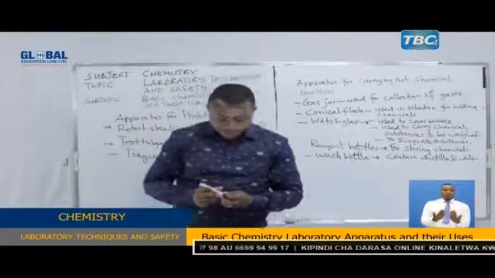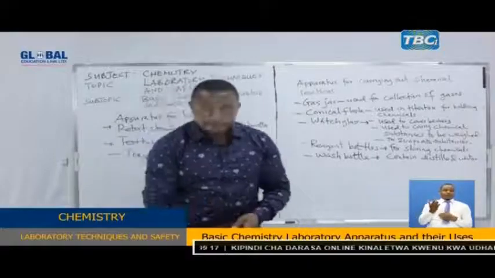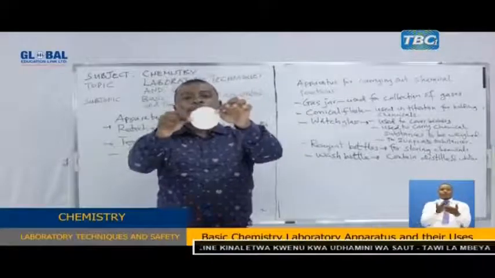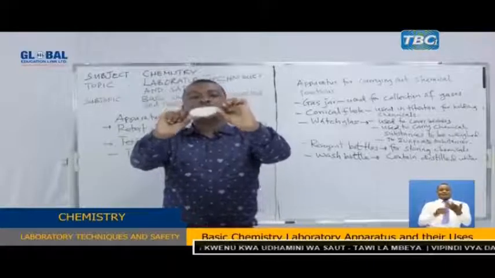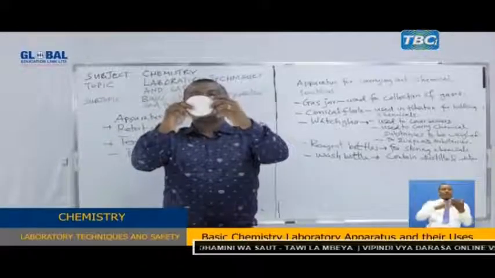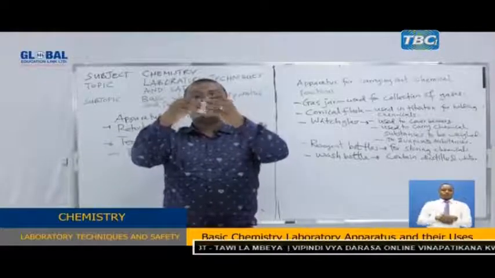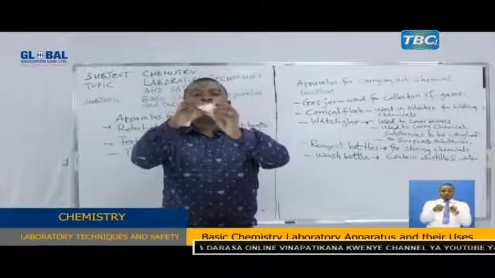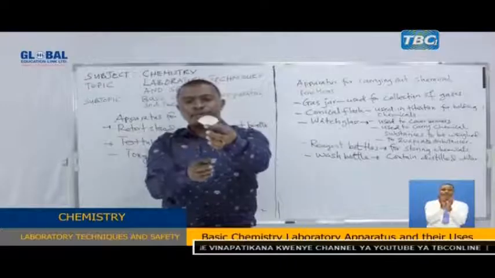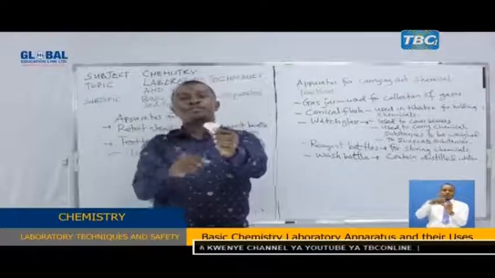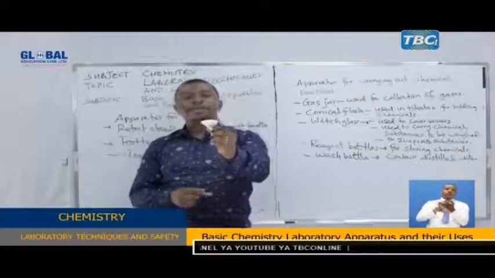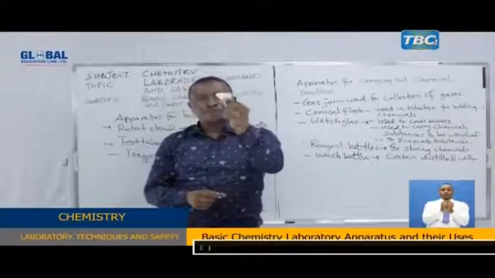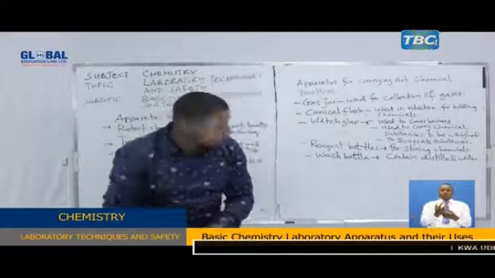But we also have some other apparatus such as filter paper. This one is used in filtration. It is folded into a cone shape and put into a filter funnel. You can see it here. So this is put into a filter funnel and it is used to separate solid substances from liquid substances. So it is used in filtration.